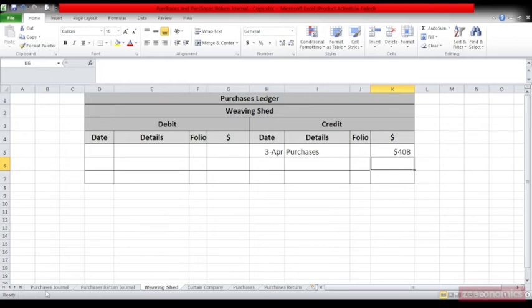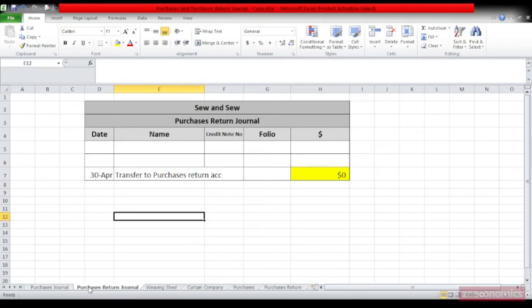Next, we proceed to the transaction on the 9th of April. Sue and Sue received a credit note from the weaving shed for goods returned, list price $60. So it means that Sue and Sue returned items that they bought from the weaving shed, probably because the goods were broken or the description didn't match. On the 9th of April, the name is the weaving shed. This is the name of the supplier, because we need to know which supplier you returned your items to. The number of the credit note is C529.